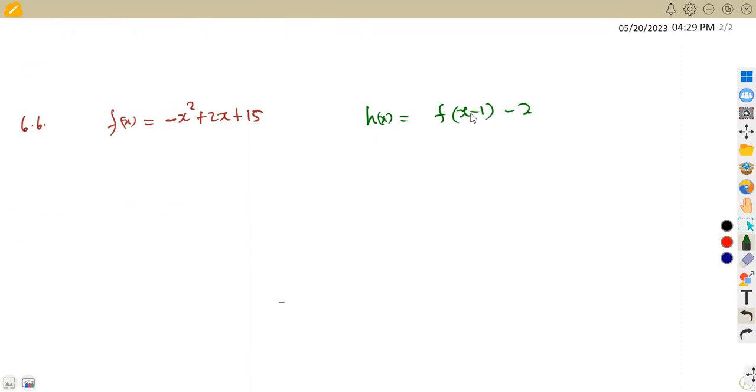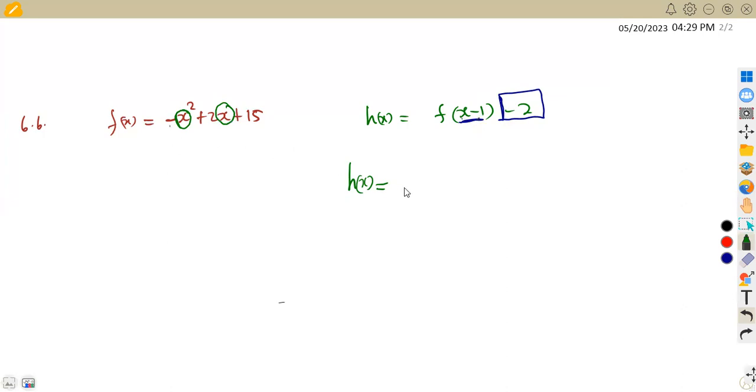It means that in place of x, we are going to substitute x minus 1. Then after finding everything, we are going to subtract 2 from the function that we obtain. So it simply means here we are going to have our h of x, which is equal to, in place of x, we substitute x minus 1. This is where we have our f of x. In place of x, we substitute x minus 1.